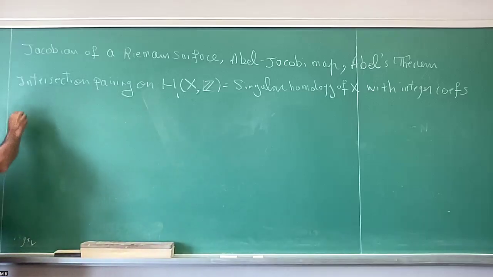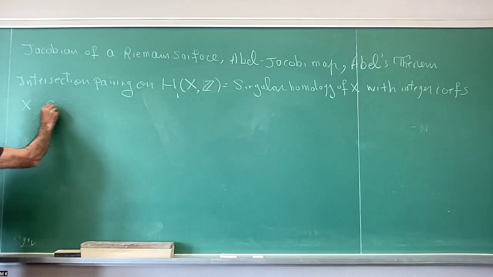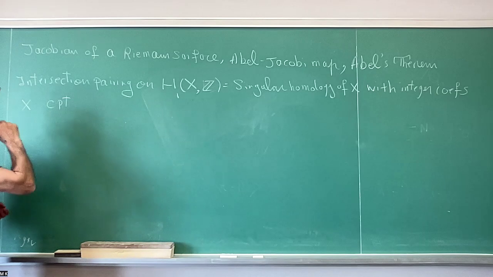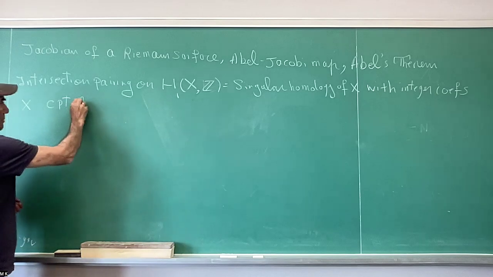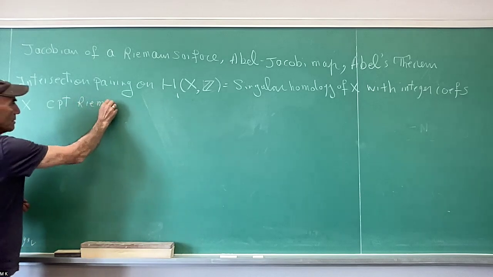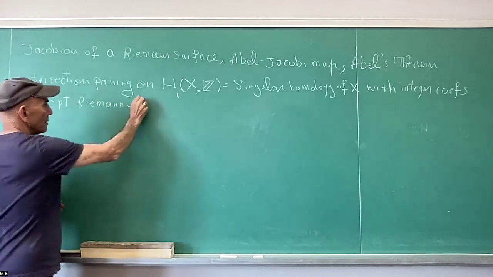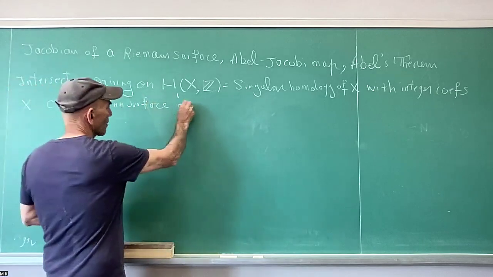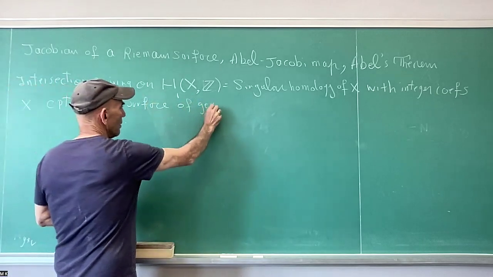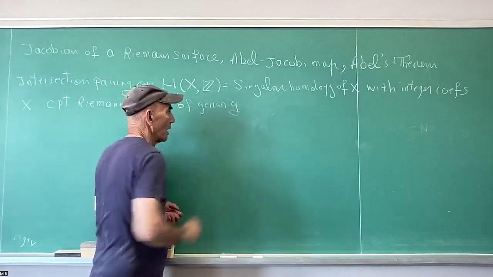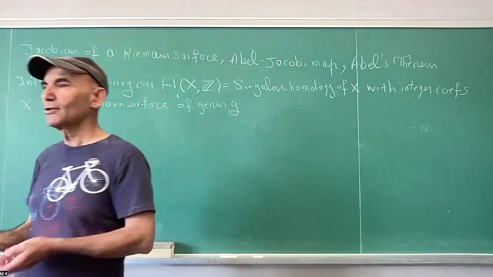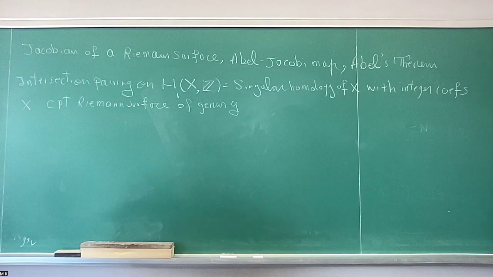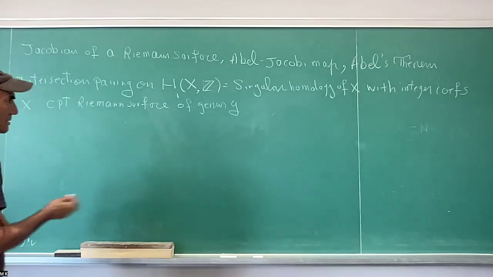So what is X? X is a compact Riemann surface of genus g. So actually, what I'm going to do now is independent of the Riemann surface structure. It's a purely topological thing.